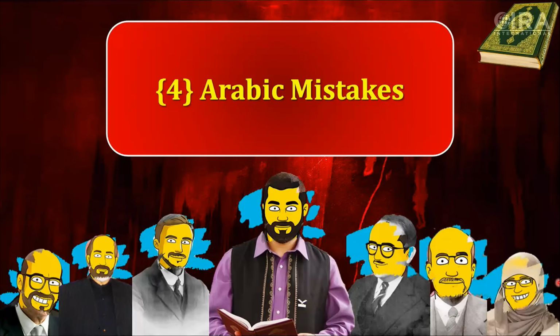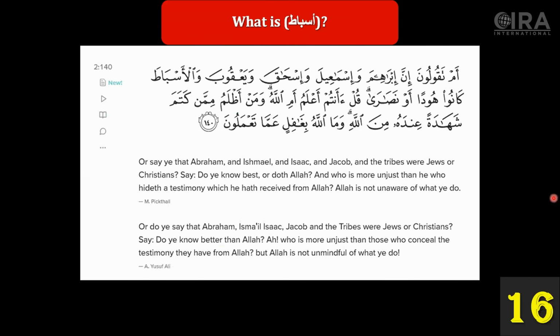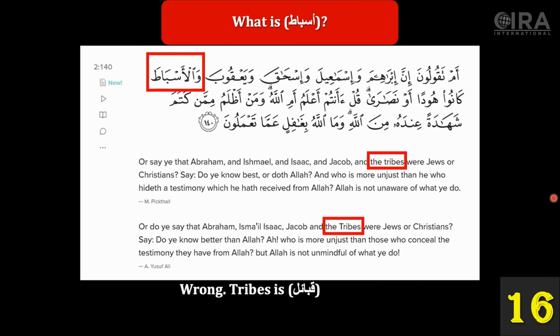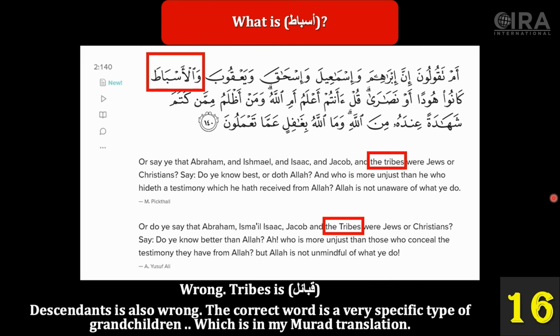Now we will move to another category, which is Arabic mistakes. Now, these people, I argue, they also do not know Arabic. Let's see here the word asbāṭ, for example. They say asbāṭ, it means tribes. Wrong. Tribes is qaba'il, not asbāṭ. This is clumsiness. Right. Descendants is also wrong.